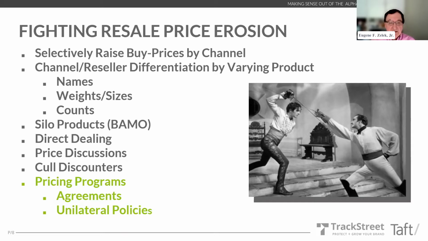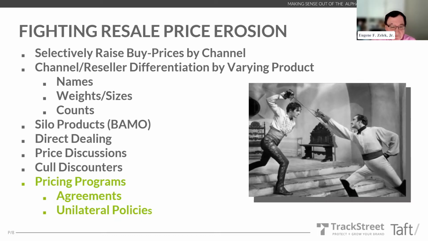The final one before we get into pricing programs is to simply call discounters. To my knowledge, Rolex does not have any kind of formal pricing policy. But if it finds a jeweler discounting Rolex watches, it simply stops doing business with it. And the jeweler comes back and says, what did I do? And Rolex looks at him and says, you know, and that's it. They're dead, they're history.